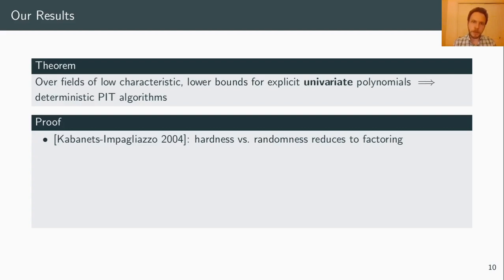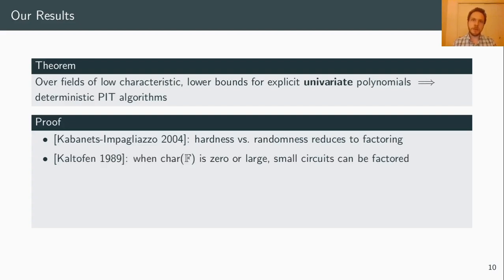And the main observation in that work is that one can reduce these questions of hardness versus randomness to questions about factoring algebraic circuits. Then we can use this work due to Kaltofen from the 80s, which says when the characteristic of the field is 0 or large, small circuits can efficiently be factored. And indeed, this is the approach that Kabanets and Impagliazzo took in their original work.